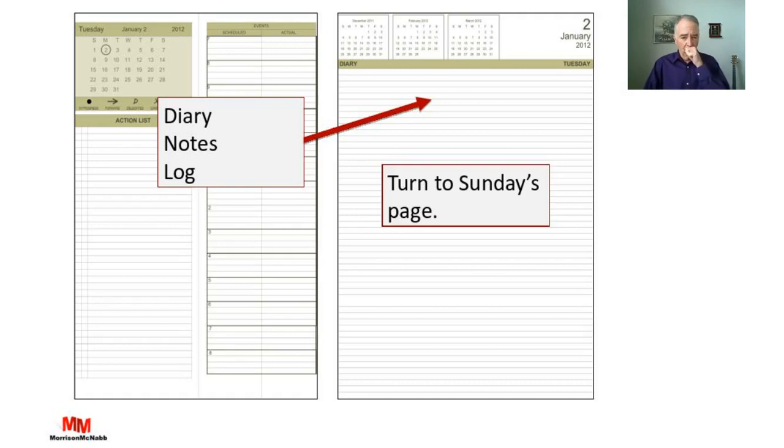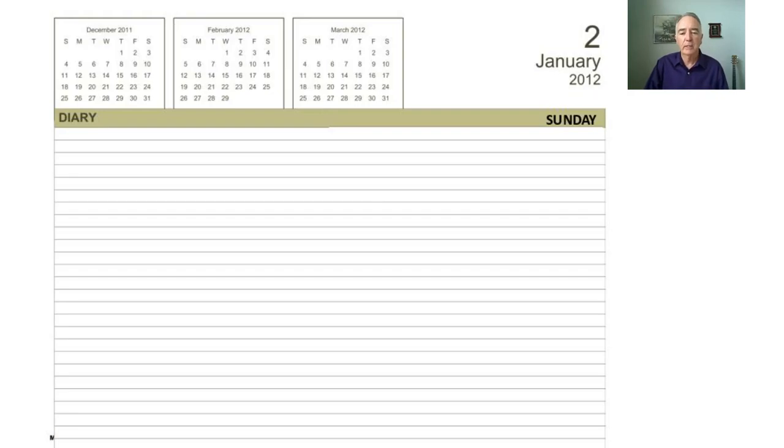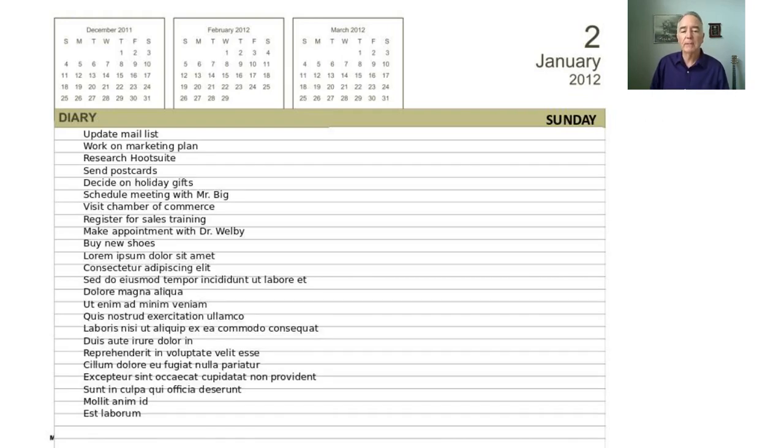All right, and then there it is. Turn to Sunday's page, and then we'll zoom in a little bit here. So here we are on Sunday. Don't worry about the date. I know it's in the past, right? But it's your Sunday page. And then what you're going to do is just dump everything onto that page. When I said almost everything, the only thing you're not going to put here is things you're going to do on a certain date.